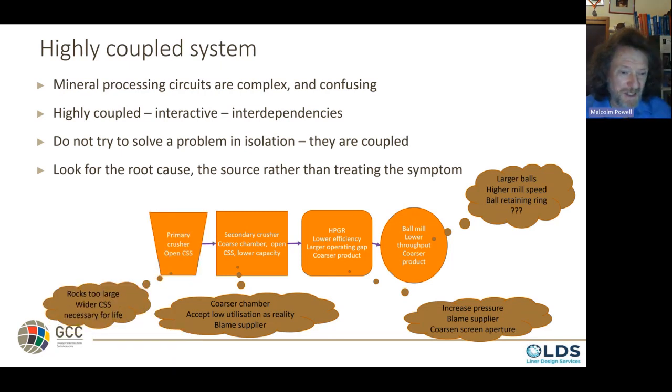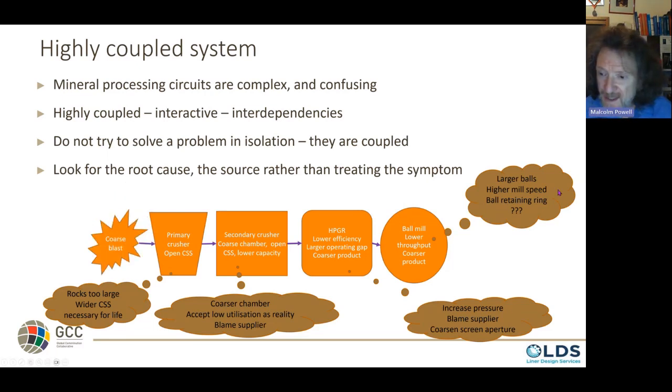Then I look upstream again, I go to the primary crusher, and I see a really wide open closed-side setting. So what's the issue? Well, the guy says the rocks are large, so I've had to open up the closed-side setting to increase the life of the liner and just to get the trucks through the queue. And the real cause is a coarse blast.